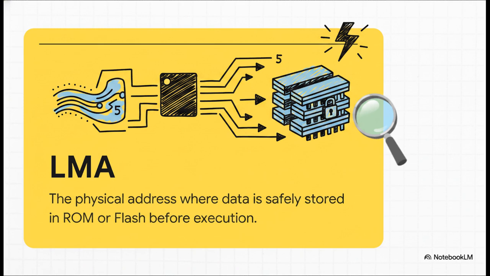So why does this matter? Well, think about a global variable that starts with the value 5. When the device is off, that 5 has to be safely stored in non-volatile flash memory. That is its LMA. But to actually change that variable while the code is running, it needs to live in volatile RAM. So its runtime execution address, the VMA, is in RAM.